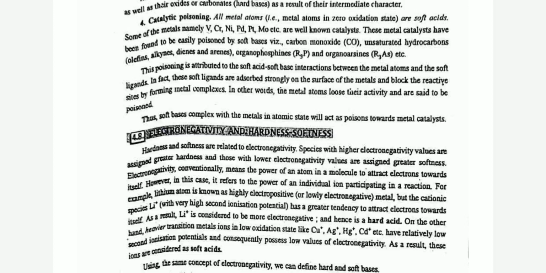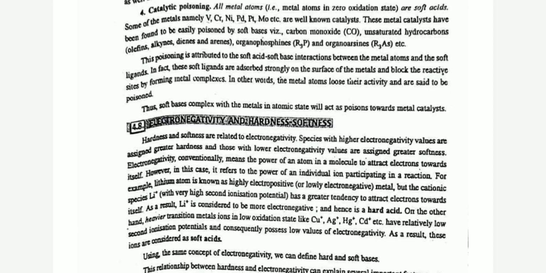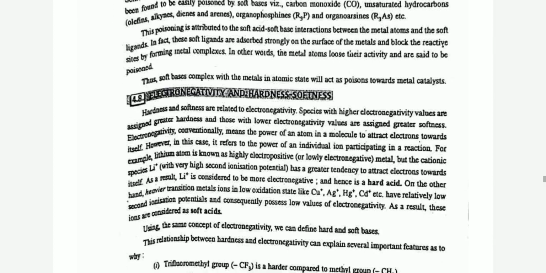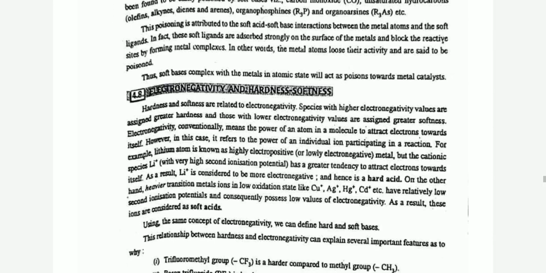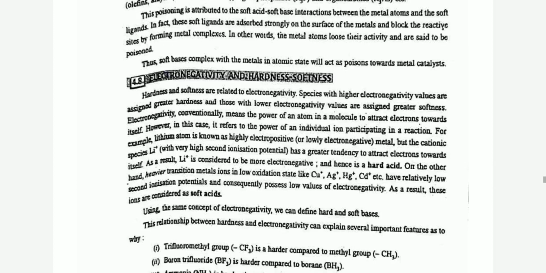by forming metal complexes. In other words, the metal atoms lose their reactivity and are said to be poisoned. Thus, soft bases that form complexes with the metal in atomic state will act as poisons towards metal catalysts.